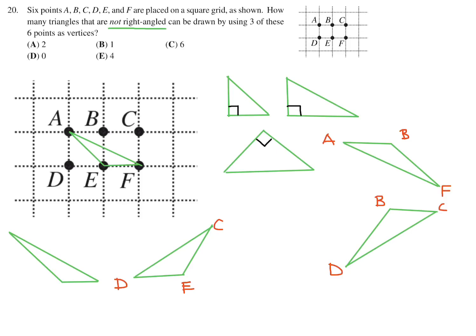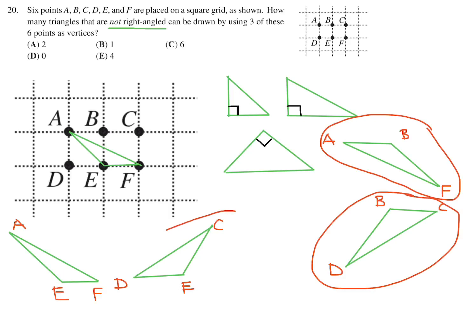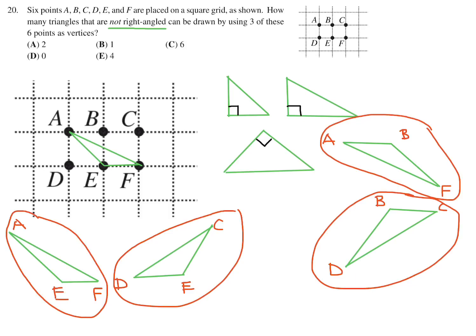Not exactly drawn to scale, but that's okay. A, E, and F. So I think these are the ones: A, B, F, B, C, D, C, E, D, and A, E, F. These are the triangles that are not right triangles that I can get using 3 of these vertices. So I found 4 of them, and therefore the answer is E. Now all the other ones that you'll find are unfortunately going to have a right angle, and therefore do not satisfy the conditions of the question.